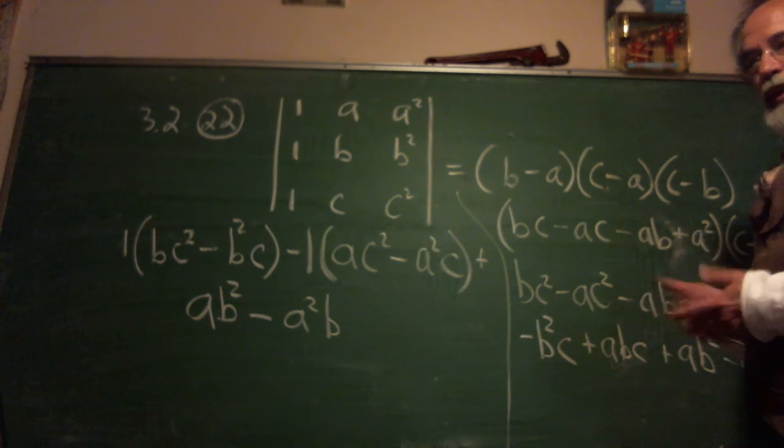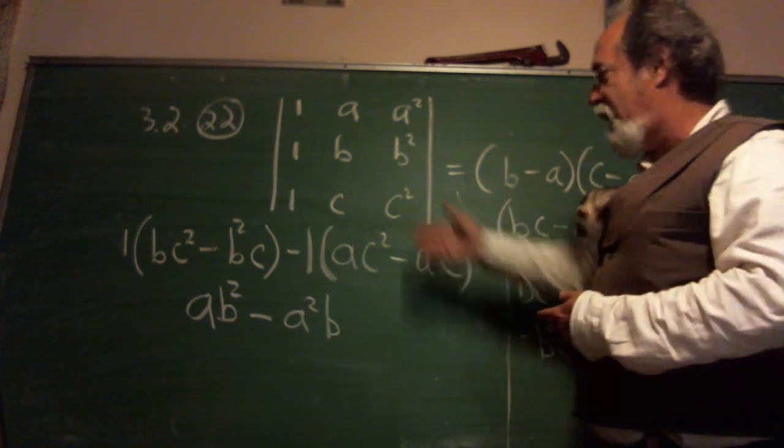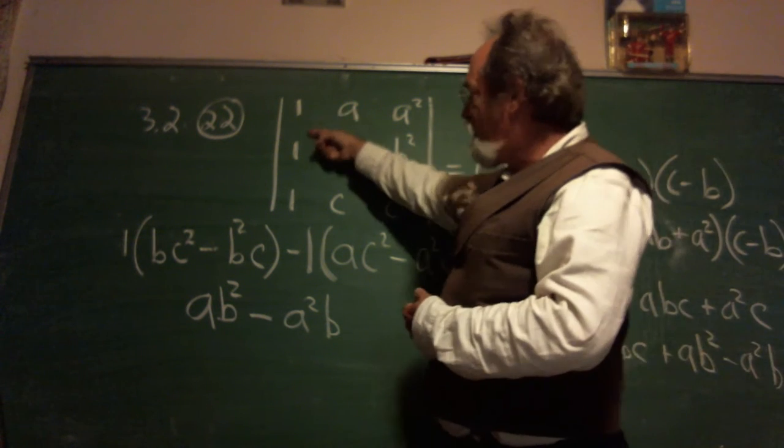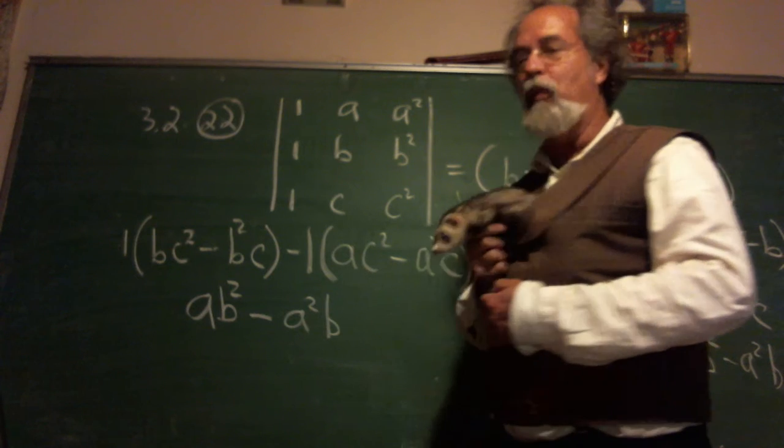Well, just do what it says to do. Do the determinant on this side. I'm going to do the cofactor minors along this 1, just so I multiply by a 1 in front.